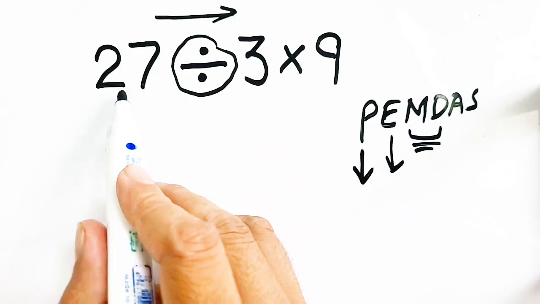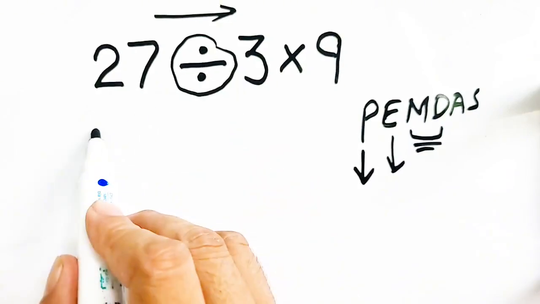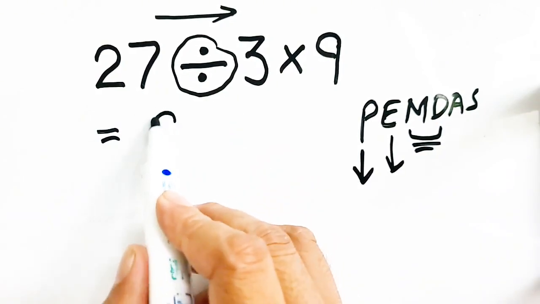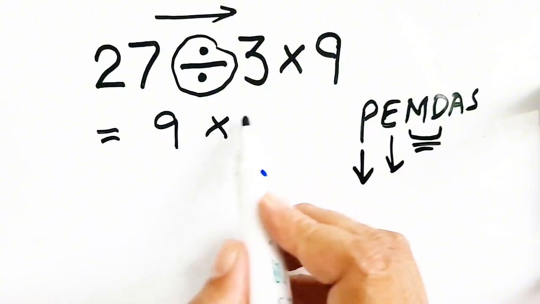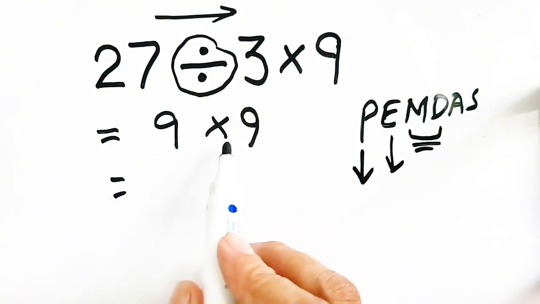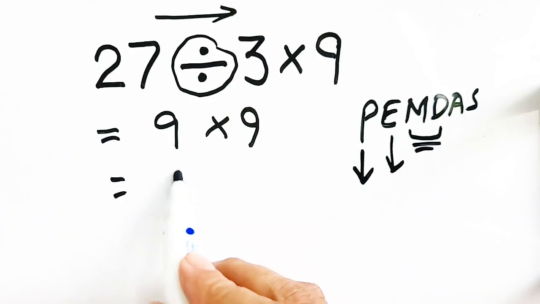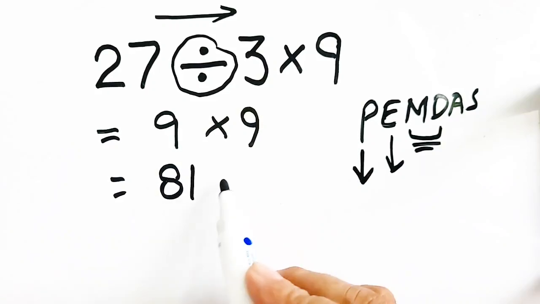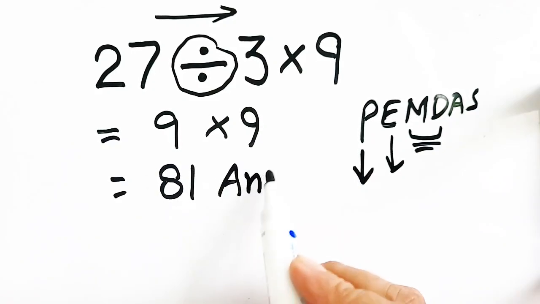So 27 divided by 3 is equal to 9 multiplied by 9. So 9 multiplied by 9 will be equal to 81, which is our answer.